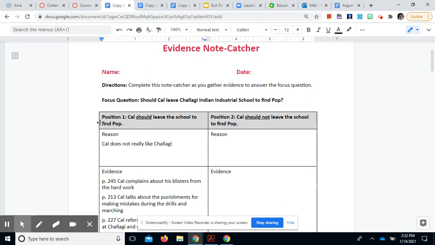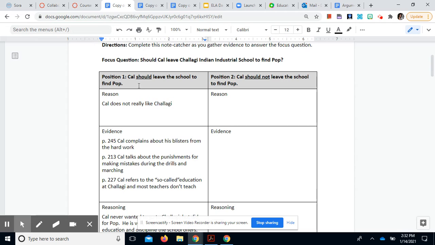So the focus question, should Cal leave Challagi Indian Industrial School to find Pop? So there are two positions here. You either agree that yes, Cal should leave school to find Pop, or position 2, no, Cal should not leave school to find Pop. And then in groups, I had students with similar opinions on the position here, whether Cal should or should not leave school, working together. You only need to complete one side. So whichever position you take is the one side that you will complete.